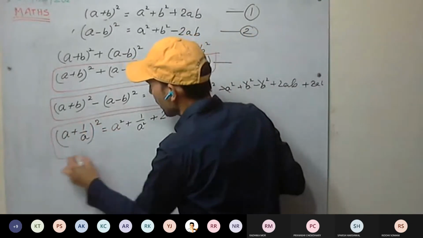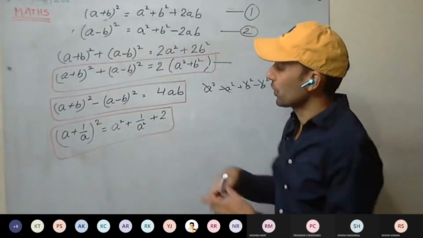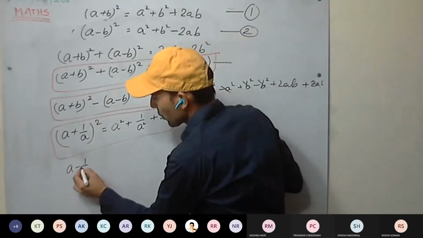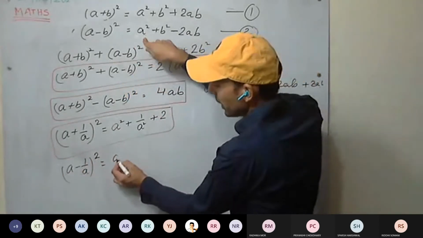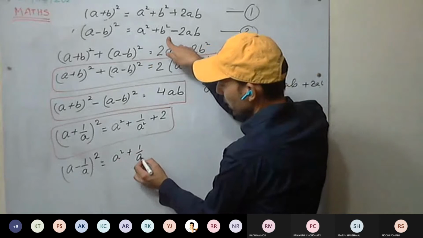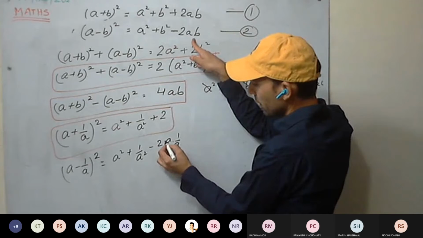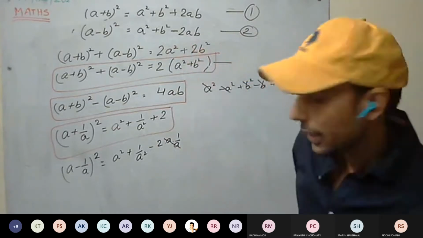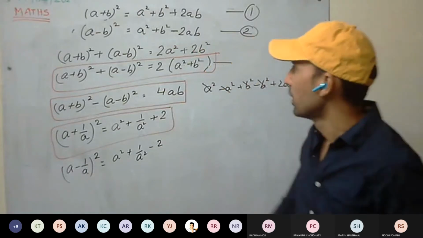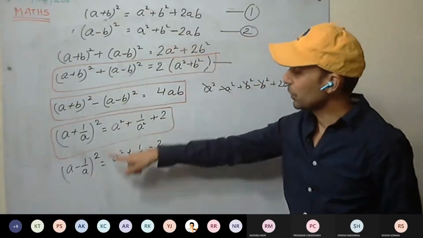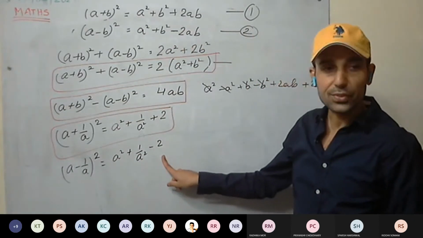Now next one, in the second identity, if I put b equal to 1 upon a, so (a minus 1 upon a) the whole square. It will be how much? A square plus 1 upon a square minus 2a into 1 upon a. So a gets cancelled. We are again getting 2, minus 2. Is this clear? So in the second identity, if we put b equal to 1 upon a, we will get this identity. Understood this one?